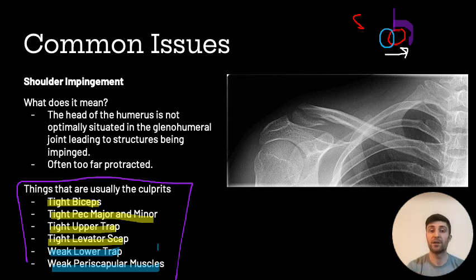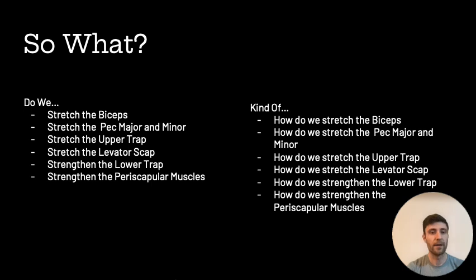And those muscles are going to get the turn off signal, if you will, from the brain saying, hey, why are you so tight? You're actually keeping my lower trap from being able to fire the way that it needs to. That's the crux of what I'm talking about. So again, so what? Do we stretch these things? Do we strengthen these things? Kind of. It comes down to how. And that's the analogy that I was just giving you. It's about how you stretch. It's about how you strengthen. It's about how you go after these things.